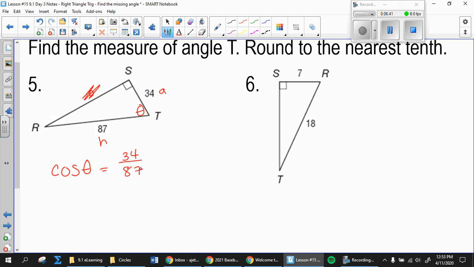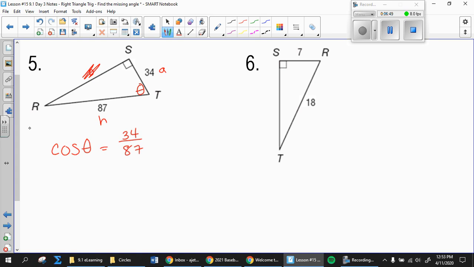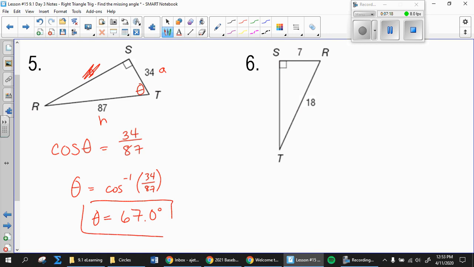So that step there is the exact same thing that we've been doing in the past. Now that we're here, this is the exact same thing we just did on the previous slide. So we talked about the way that we get theta by itself is we do the inverse cosine of our fraction here, 34 over 87. We type that into our calculator, inverse cosine, 34 divided by 87. We're going to get 66.99. And so when we round that, it's just going to round to 67.0 degrees.